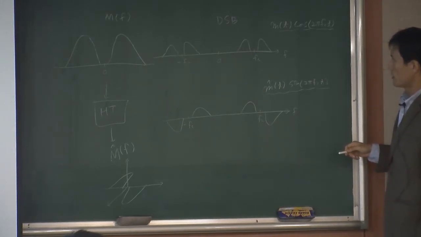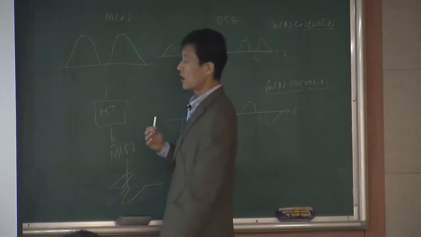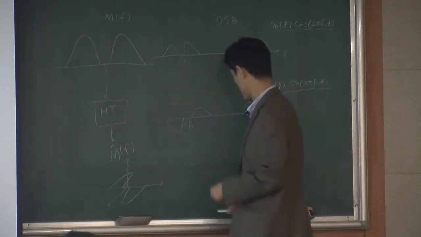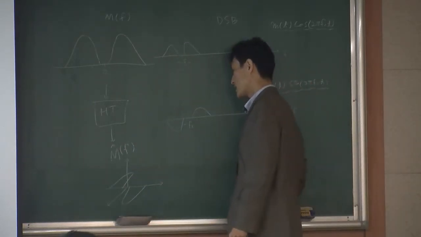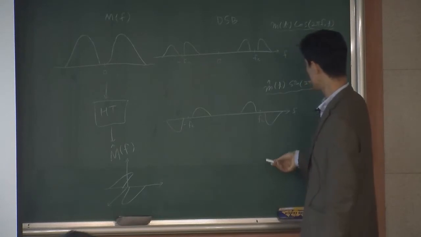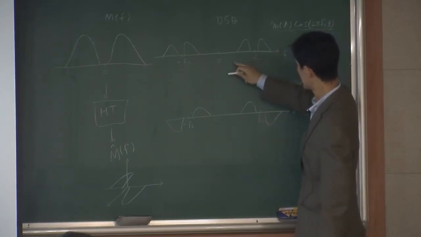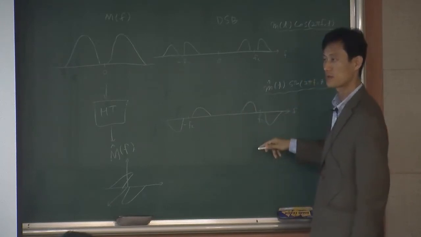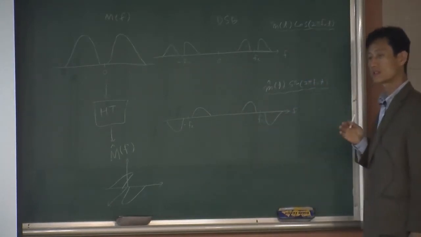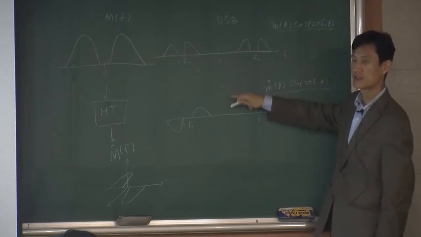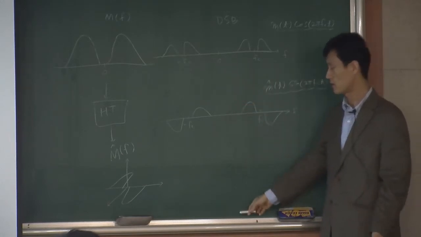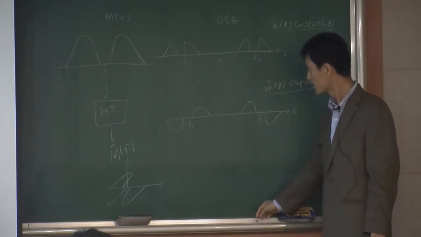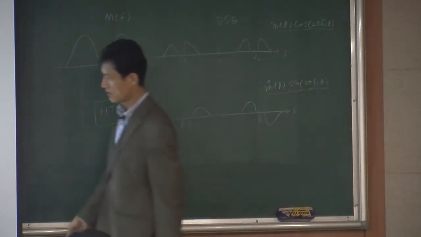Now what you need to do is, if you want to get the upper sideband, then you need to do minus. This one minus this. Then you're going to get the upper sideband. If you want to get the lower sideband, then you simply add these two. Then you're going to get the lower sideband. Okay? That's how you get it.